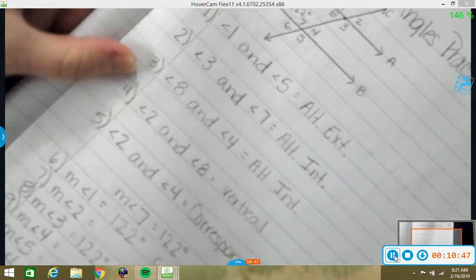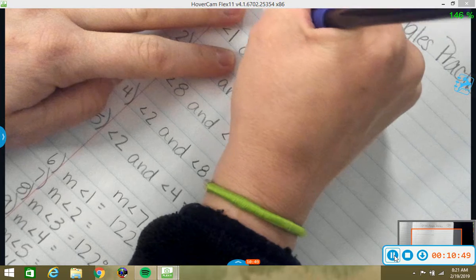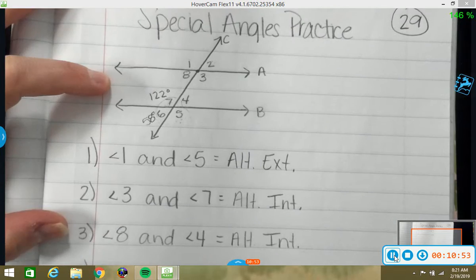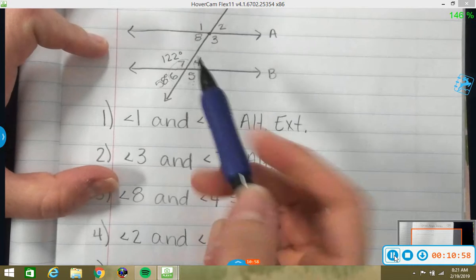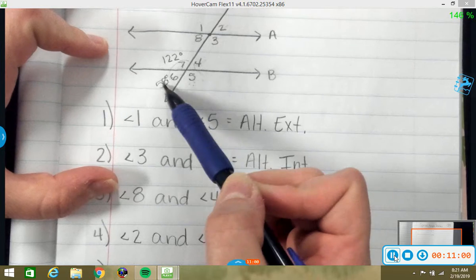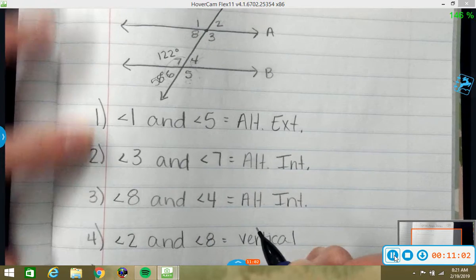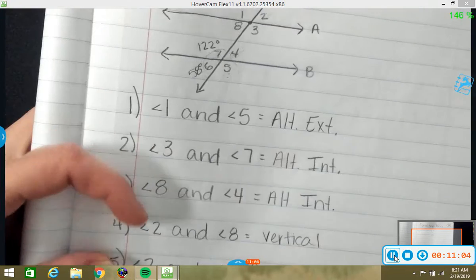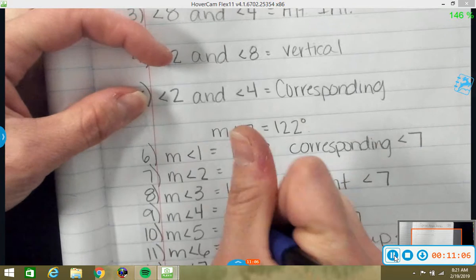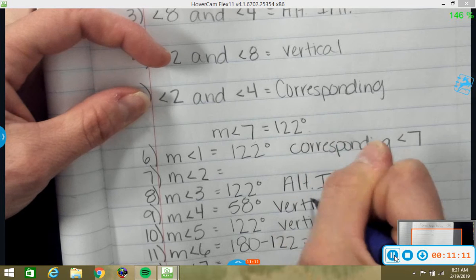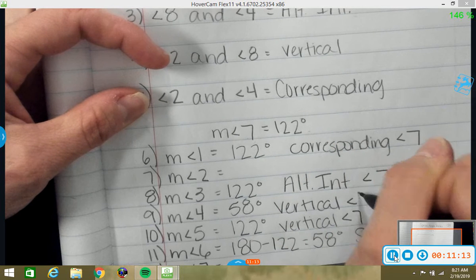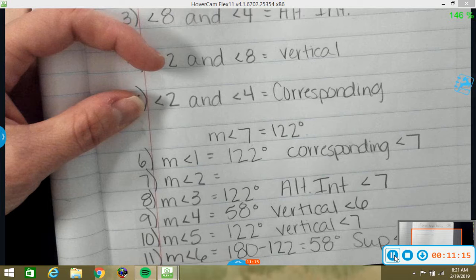Alright, so now we know that angle 6 is 58 degrees. Is there any easier way to figure out the rest of them? We need angle 2, 4, and 7. Angle 4 is 58. Why are we saying that? It is vertical to angle 6. So we're going to say it's 58 degrees because it is vertical to angle 6.